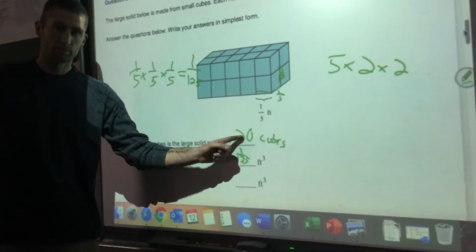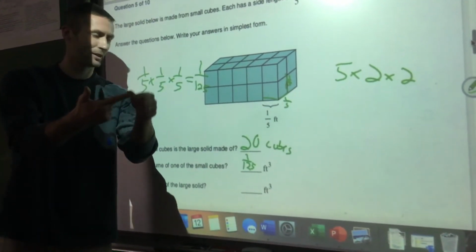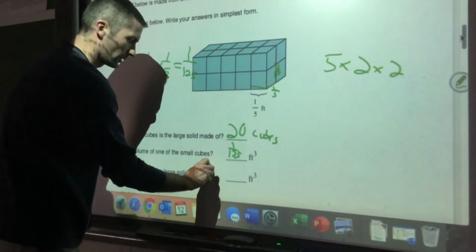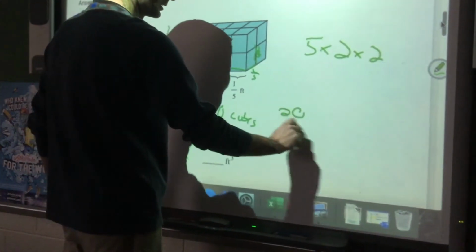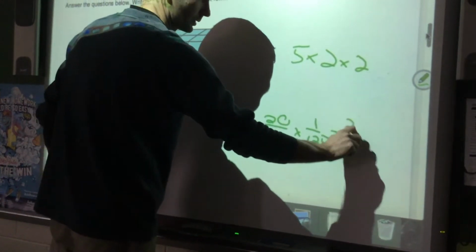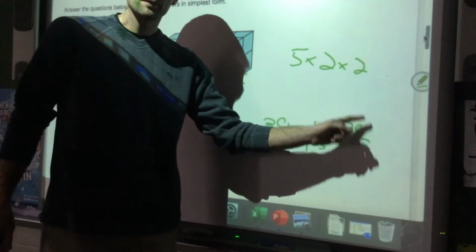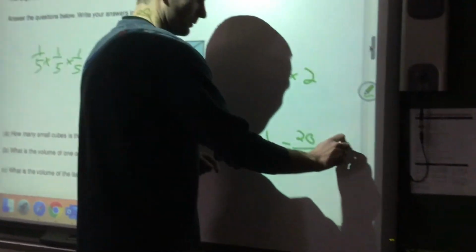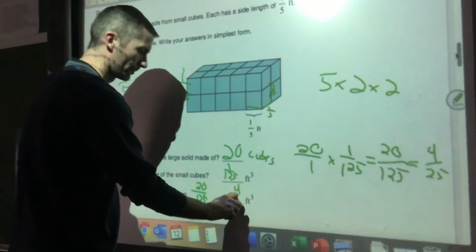We have 20 of them. So 1 would be 1/125th, 2 would be 2/125th, 3 would be 3/125th, 20 of them would be 20/125th. So what we're really doing is 20 times 1/125, which is 20/125ths. That is not simplified though. So they're not even, so we can't divide by 2. They end with a 0 and 5, so we can divide by 5. So that's 4/25. That's my answer for that part.